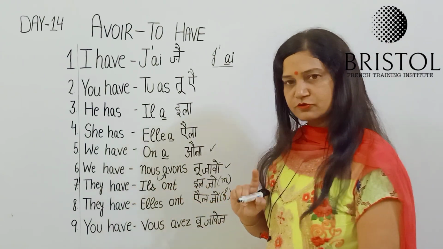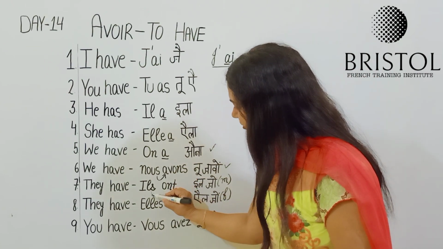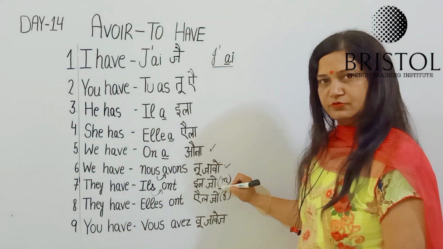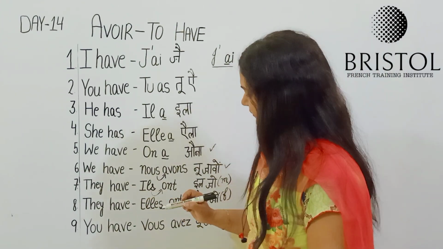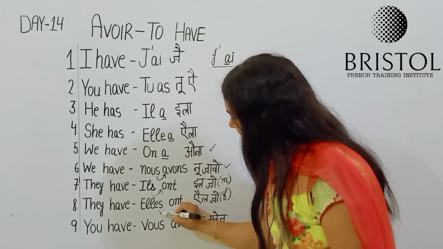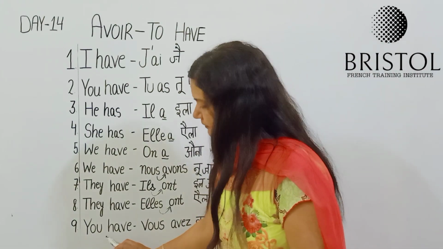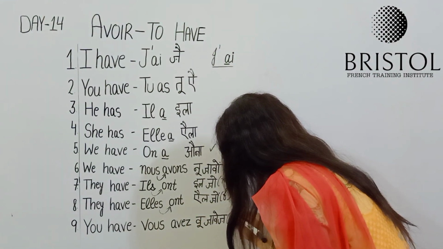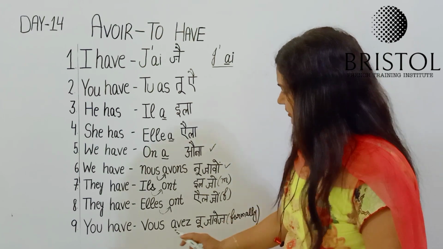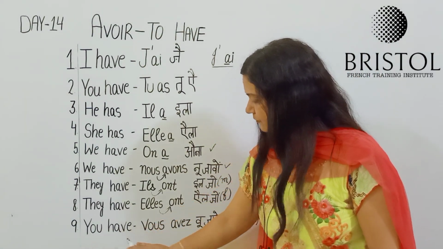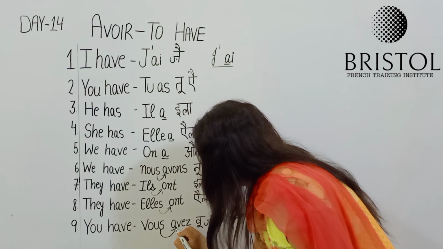They have, masculine: they means ils, have means ont. It gets linked and it becomes ils ont. Ils ont, masculine. They have, feminine: elles ont. It gets linked and becomes elles ont. You have, formal: when you speak formally, then we use vous avez. You means vous, have means avez. It gets linked and becomes vous avez.